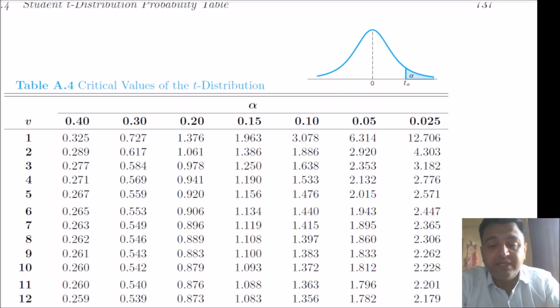So for the first part, it is 1 minus 0.025. And whatever answer you get, that is the answer for the A part. And on similar lines, your job is to solve B and the C part. If you don't get it, you can ask me. I will solve it for you.